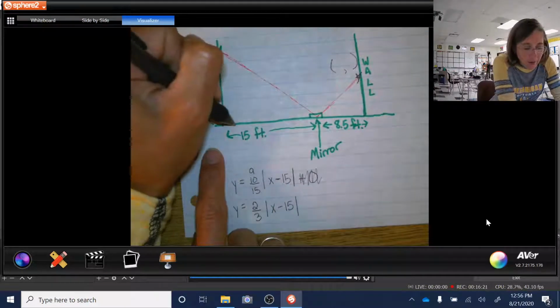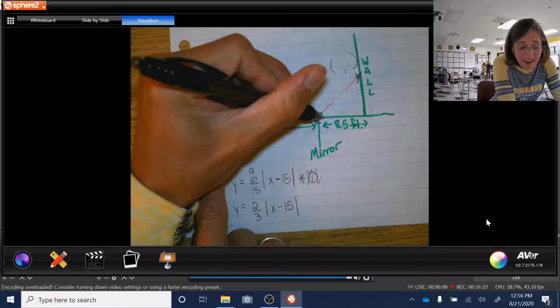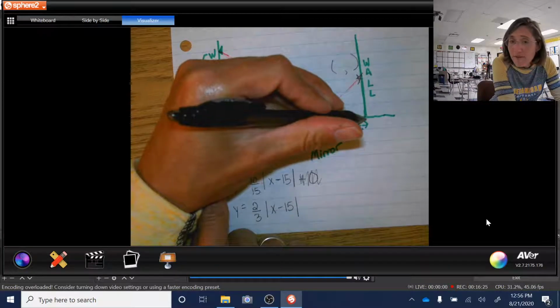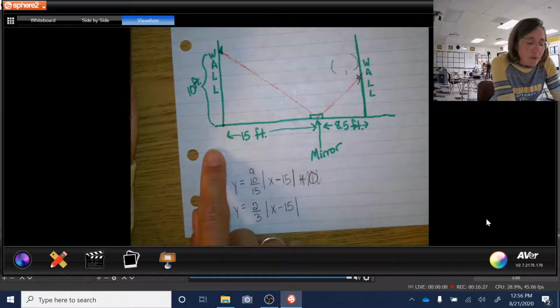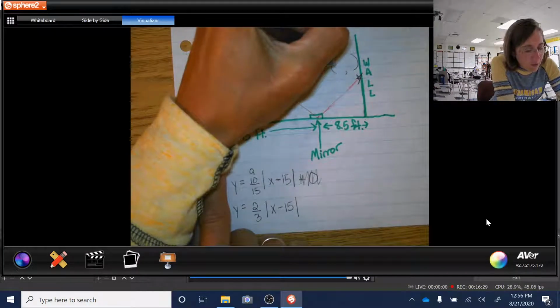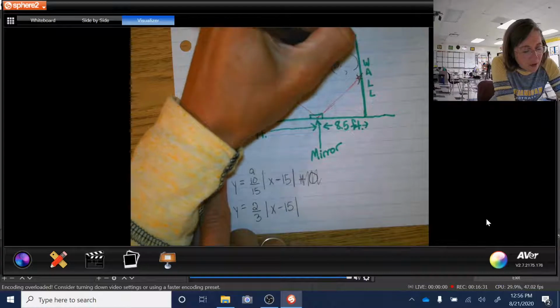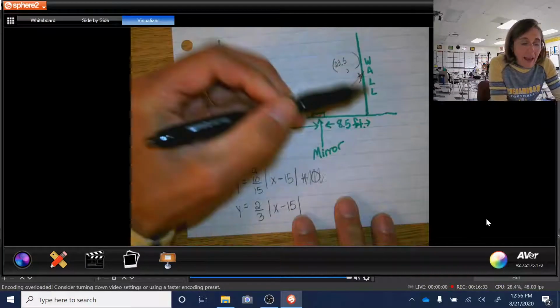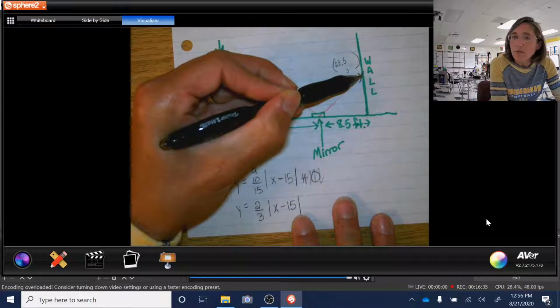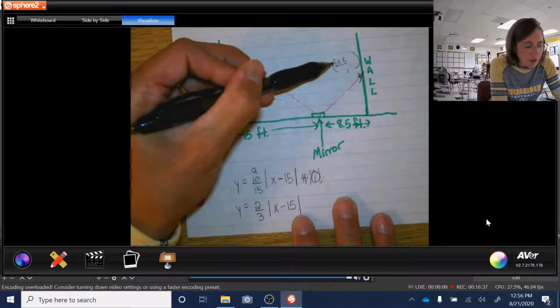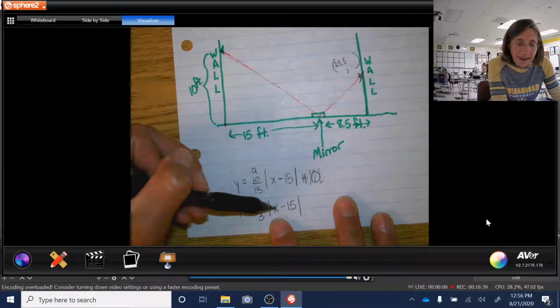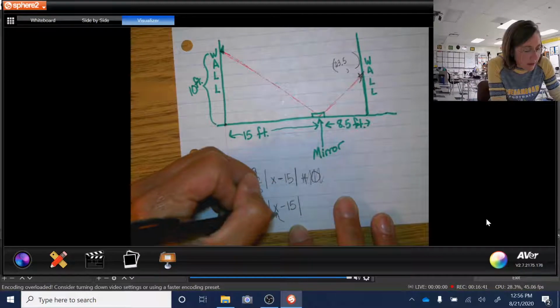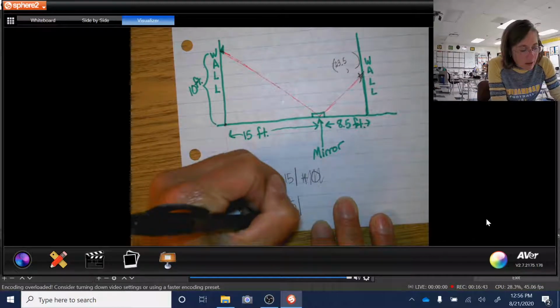I got to go 15 feet just to get to the mirror, and then I got to keep walking another 8.5 feet to get to the other wall. So we'd be talking about 23.5 feet. That would be your x number. Remember, x tells you left and right movement. And I want to see the y value that goes with that. So I'm going to take this 23.5 and plug it in for this x right here.